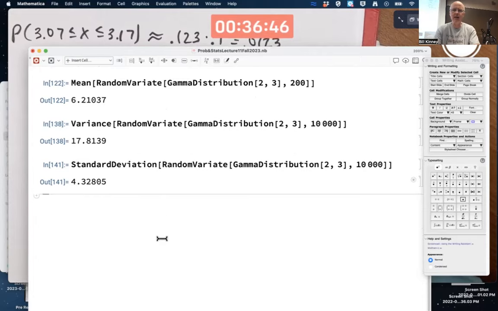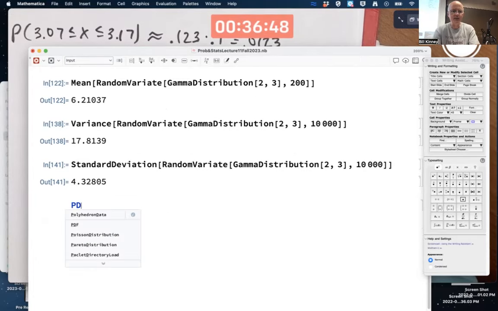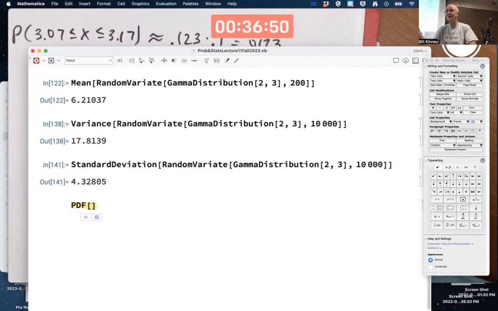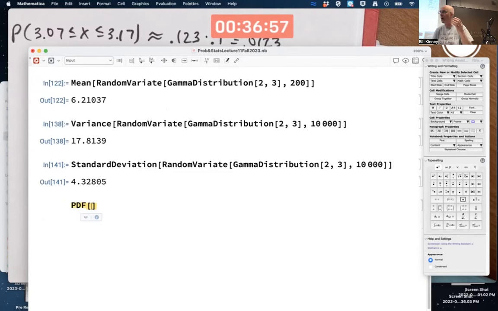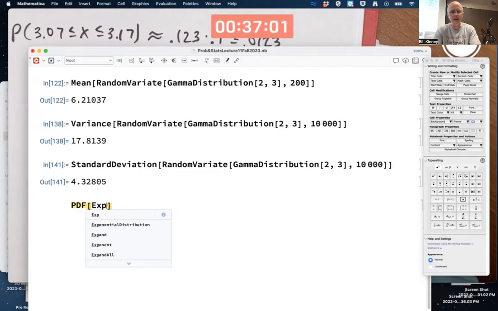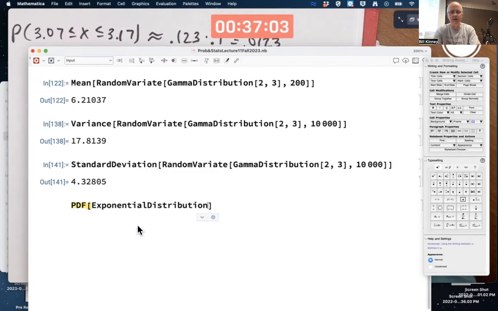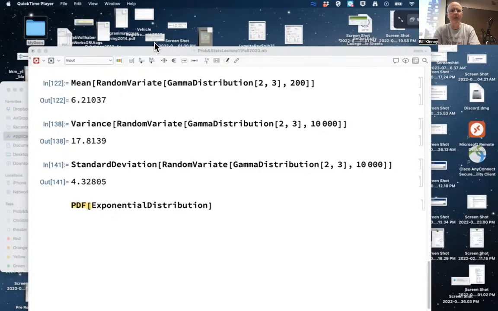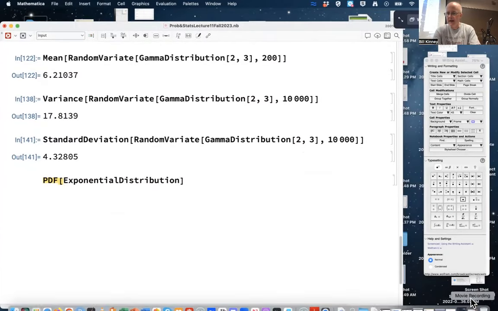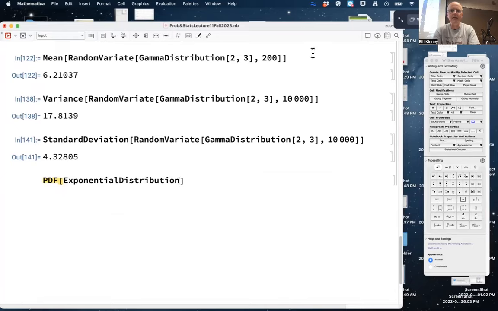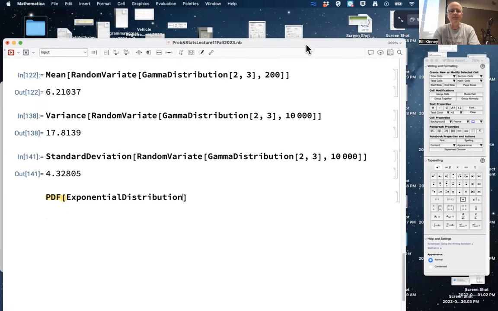How about the other distributions? How about exponential distribution? Well, remember, exponential and chi-square are gamma distributions. Exponential is gamma with alpha equal to 1. But it's built into Mathematica as well, exponential distribution. We should probably look it up here. Where did I put that? Did I already get rid of that? Okay.